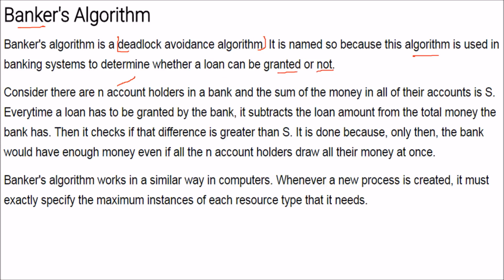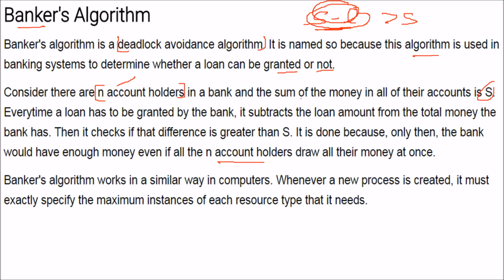granted or not. Suppose we have n account holders in a bank and the sum of money in all their accounts is S. Total money is S. Every time a loan has to be granted by the bank, it will subtract the loan amount from the total money. Then it checks if that difference is greater than S. Only then would the bank have enough money if all the account holders come and withdraw their money. So the loan can be granted.